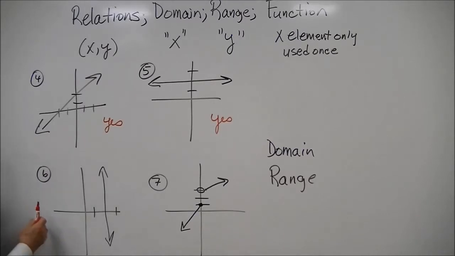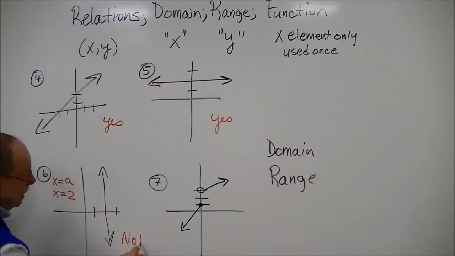Now how about the graph of this one, x equals a, or in this case, x equals 2. Does this pass the vertical line test? And the answer is no. So this is not a function.